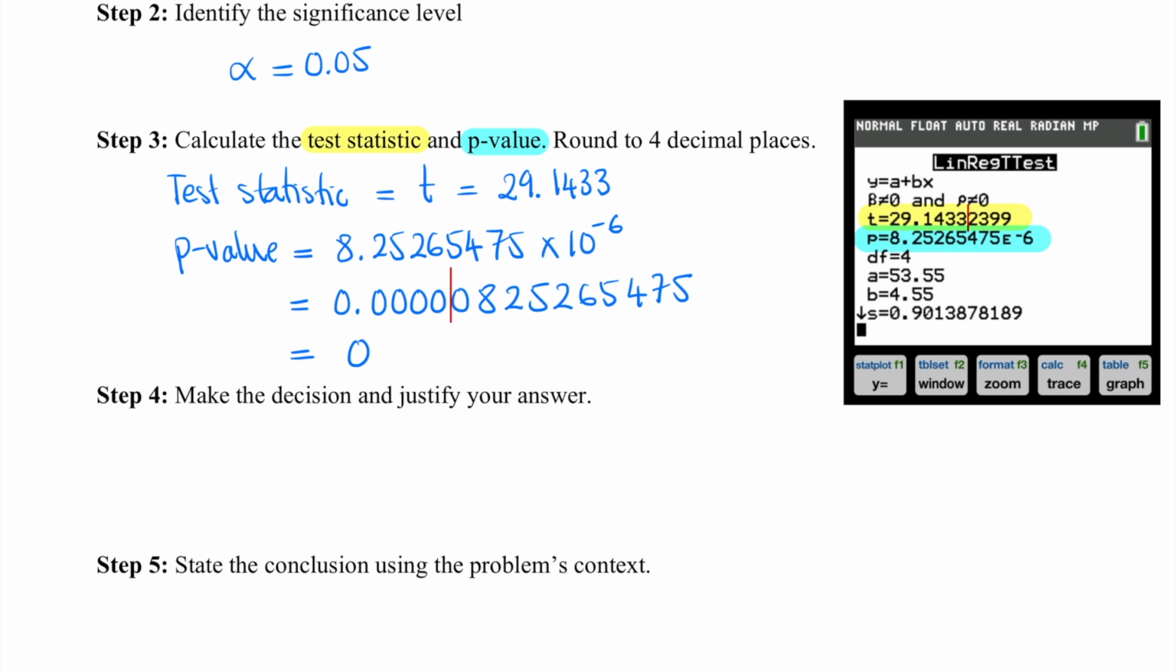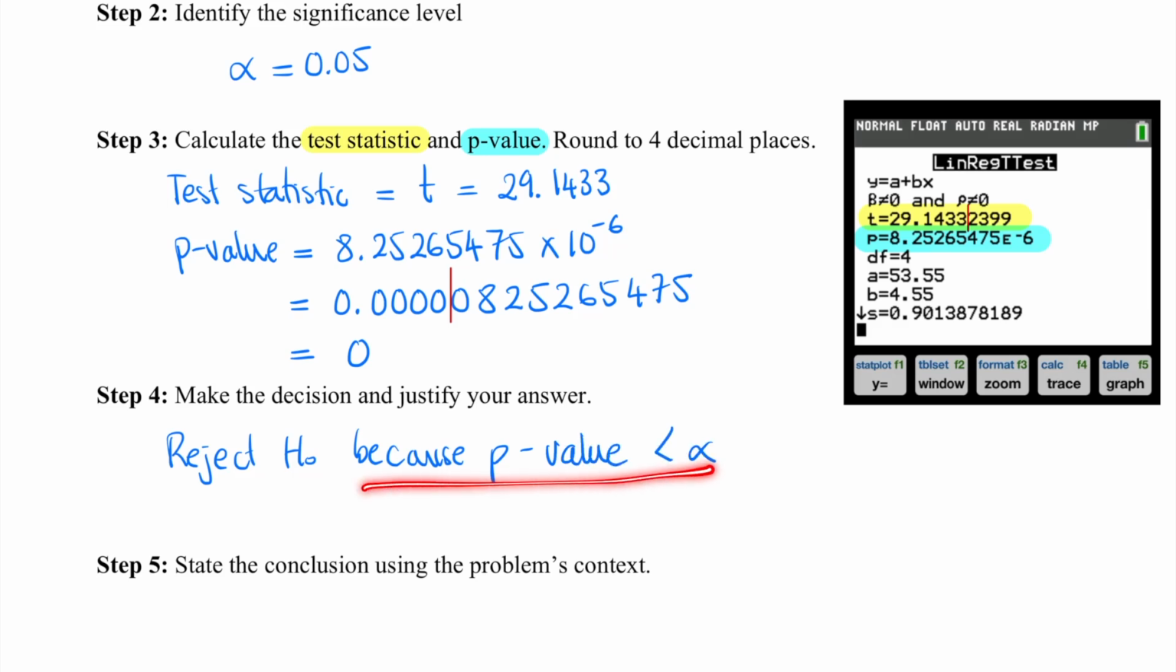Step 4, I need to make the decision whether I reject H0 or do not reject H0. To make the decision, I compare the p-value with alpha. Since 0 is less than 0.05, the p-value is less than alpha, so I will reject H0. Always remember to justify your answer.